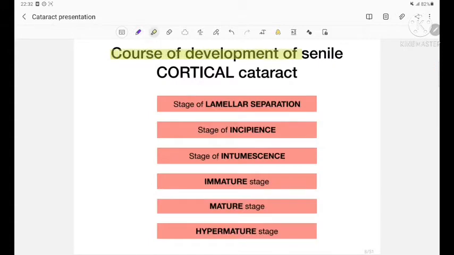The course of development of senile cortical cataract. The different stages are: first is stage of lamellar separation, second is stage of incipience, third is stage of intumescence, fourth is immature stage, fifth mature stage, and sixth is hypermature stage. These are the stages of development of senile cortical cataract.